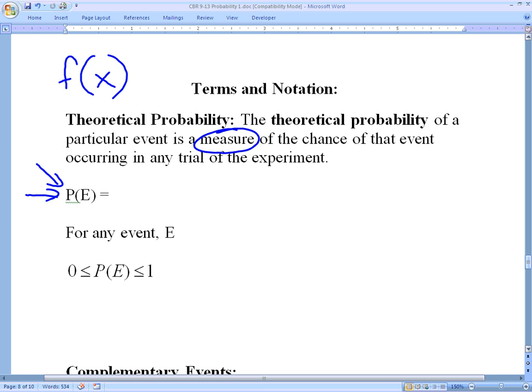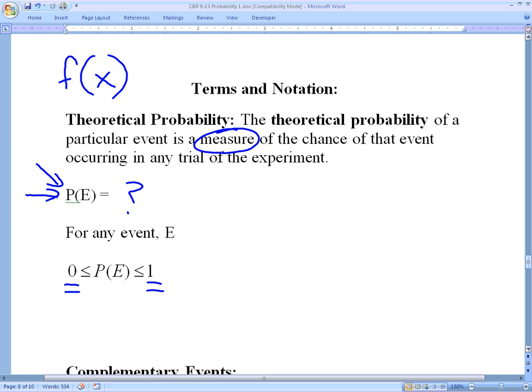So P means probability. And every time we see a P, that's a number. The probability of E is a number, and that number can be any number between 0 and 1. And so I would write that number right here, whatever that is.